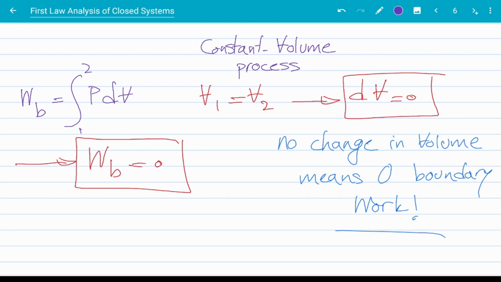I can draw a PV diagram and look at this constant volume process from a diagram perspective. So if this is our PV diagram, a constant volume process looks like this. Now a vertical line does not have an area under the curve, right? So boundary work will be 0.